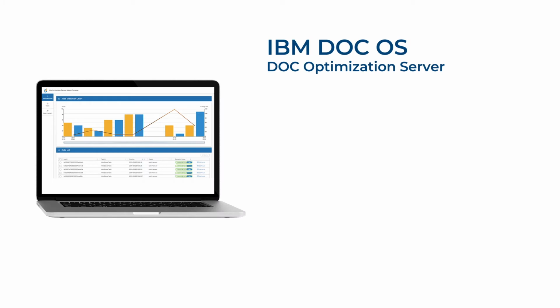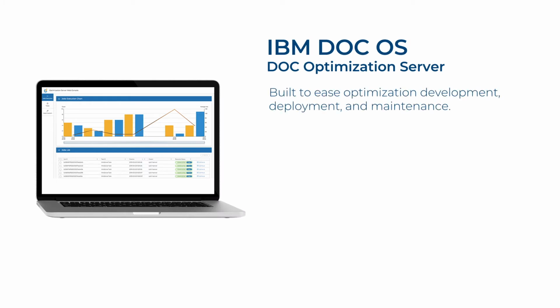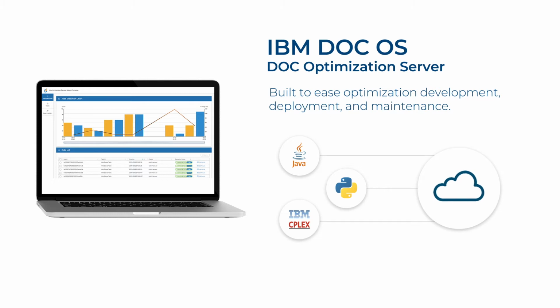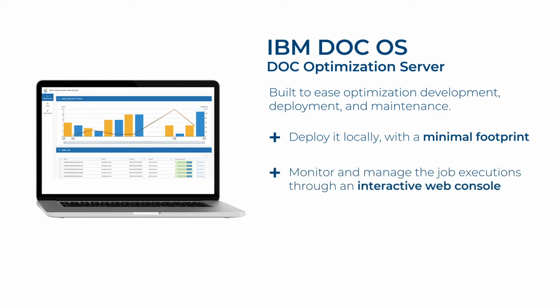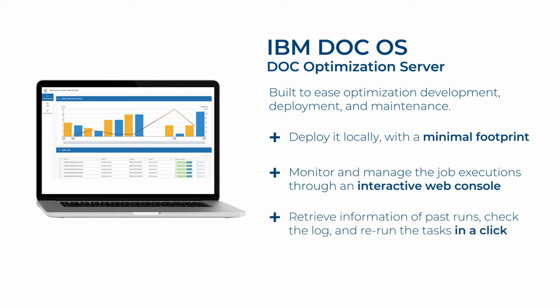DOC Optimization Server is built to ease optimization development, deployment, and maintenance. It allows you to run any intensive computational jobs like Java, OPL, Python, or CPLEX models. Take your model to the cloud and share your CPUs and licenses across multiple users and applications. Or deploy it locally with a minimal footprint. Monitor and manage the job executions through an interactive web console, retrieve information from past runs, check the log, and rerun the tasks in a click.